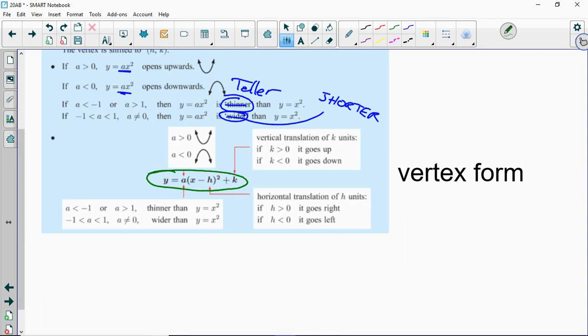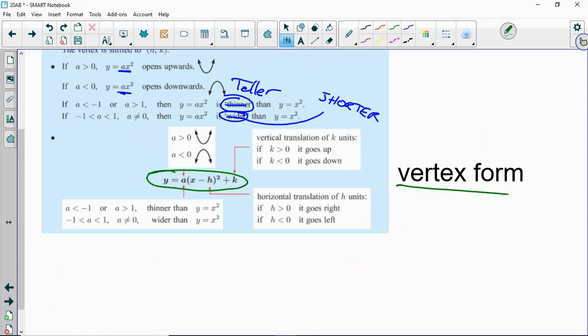this form of a quadratic function. This has been moved left or right, depending upon what h is. It has been vertically stretched, depending upon what a is. And then it's been vertically translated, depending upon what k is. And this form is called the vertex form of a parabola.